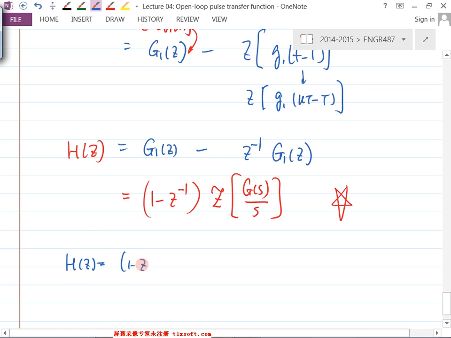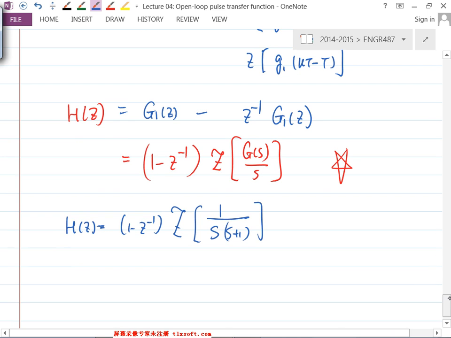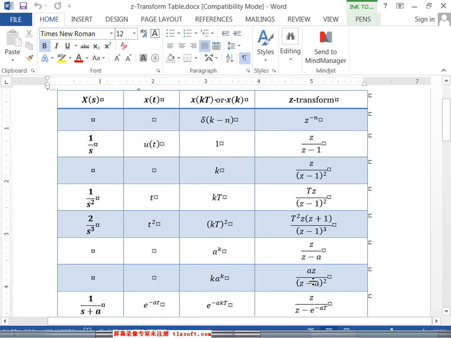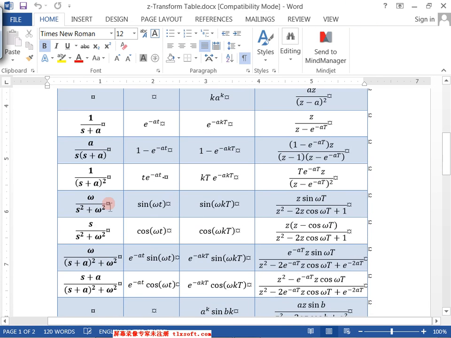Then it will be 1 minus this and z. So 1 over s plus 1, then times this s. Is that okay? So the question is, what will be the Z transform for this one? I think you have one in the table. Right here, right? So the A value here is 1.